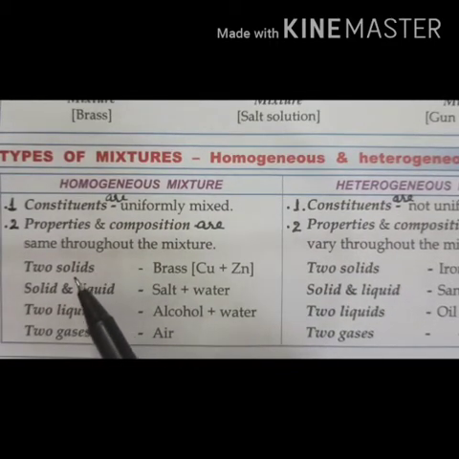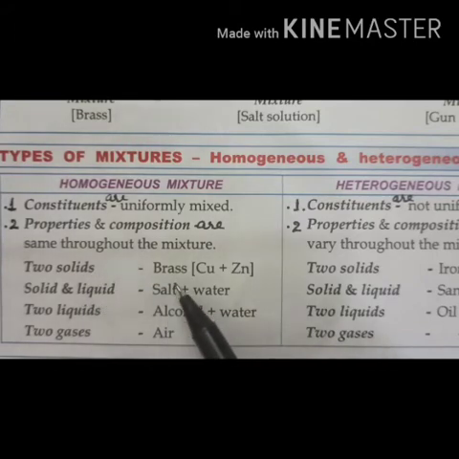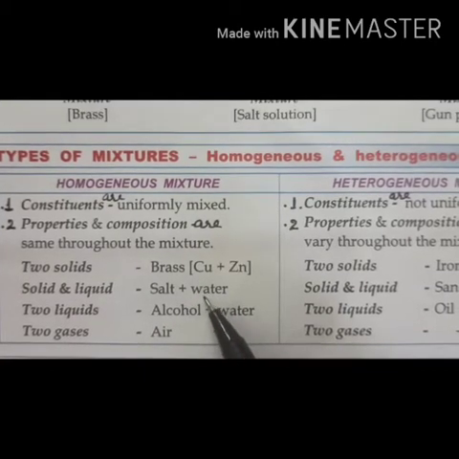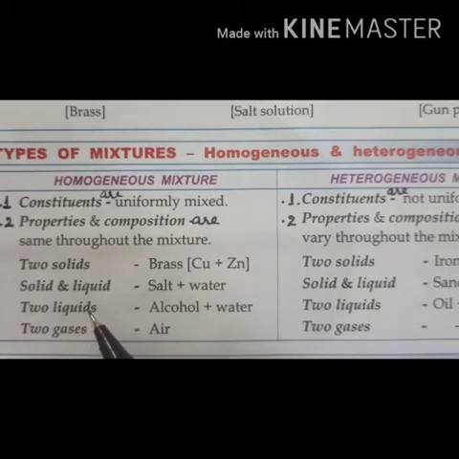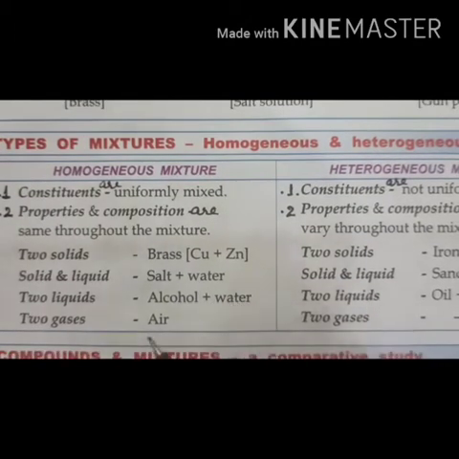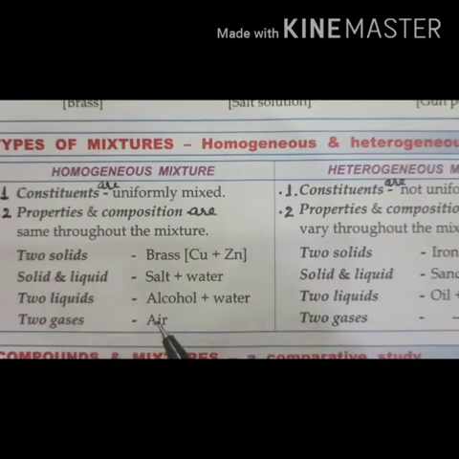Now just look at the examples of this one. Example of two solids: when two solids mix together, they form a homogeneous mixture. Like copper and zinc, when mixed, they form brass, and brass is a homogeneous mixture. Now solid and liquid: when you mix salt and water, you get a homogeneous mixture. When two liquids are mixed, that is alcohol and water, then you get a homogeneous mixture, right? And in the same way, air is a mixture of two or more gases like nitrogen, oxygen, carbon dioxide and other noble gases, right?